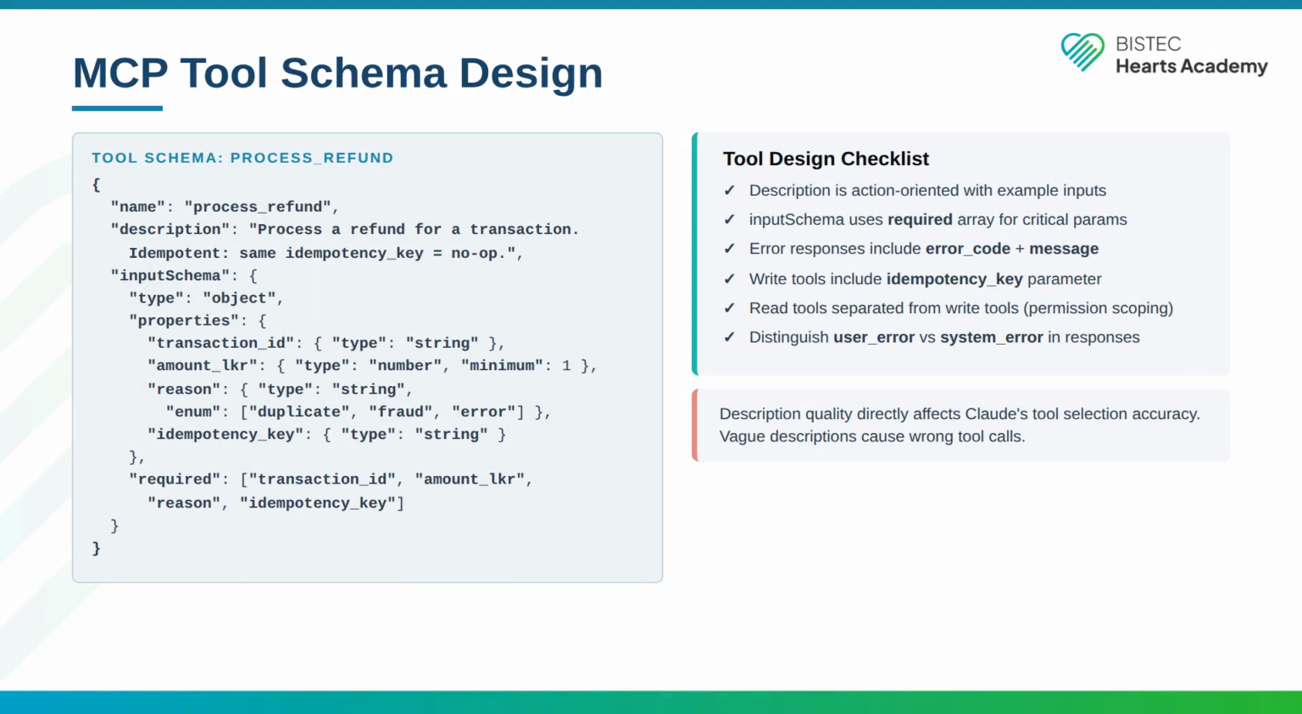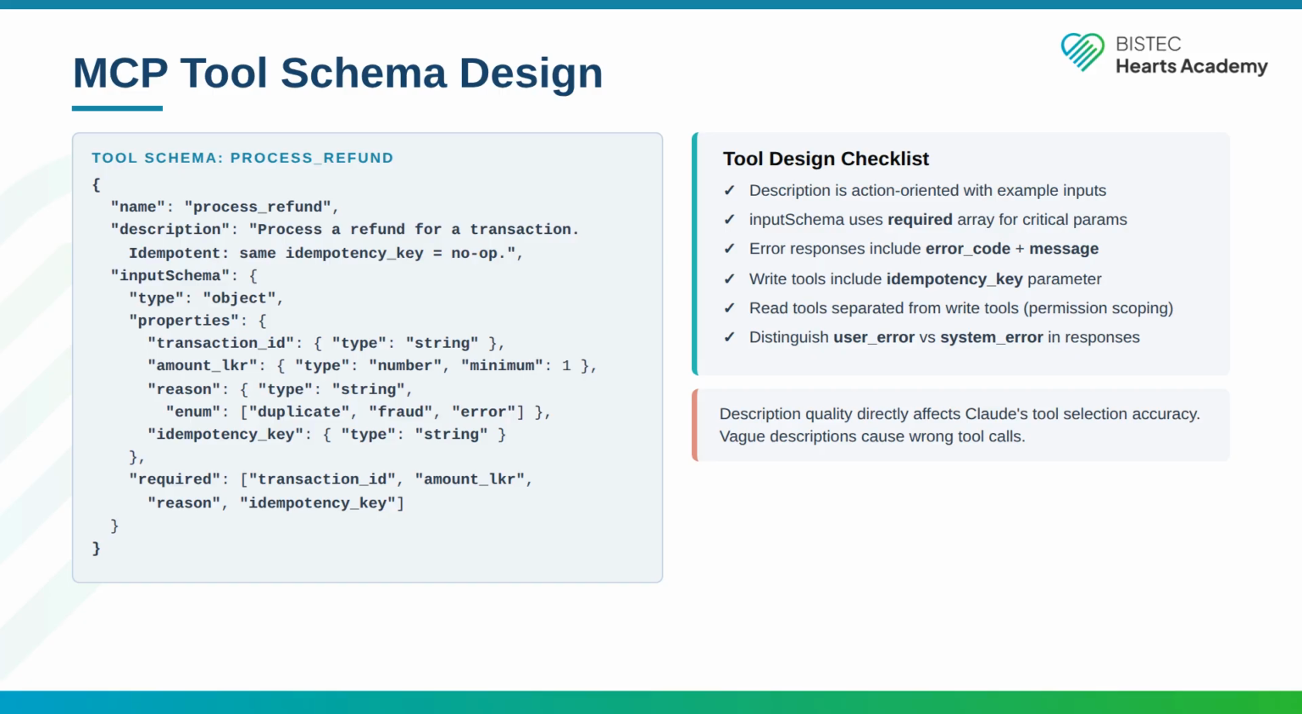MCP, the Model Context Protocol, is the protocol for exposing tools and resources to Claude in a decoupled, reusable way. Understanding tool schema design is critical because a poorly designed schema is one of the most common causes of agent misbehavior. The Process Refund tool on this slide illustrates every important design decision. The name is in snake case and uses an action verb. This is convention, not decoration.